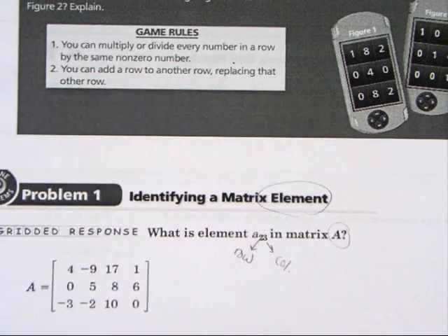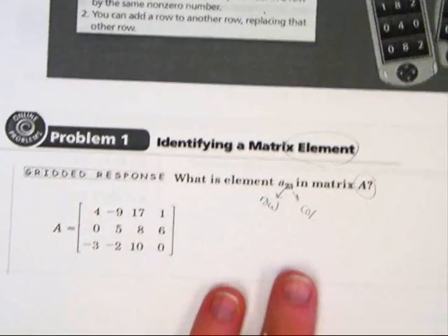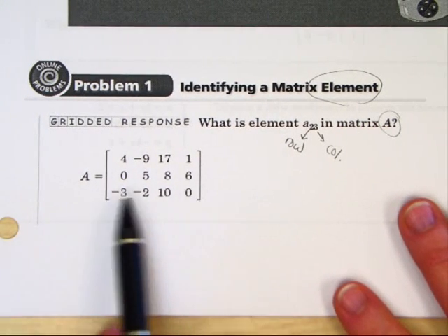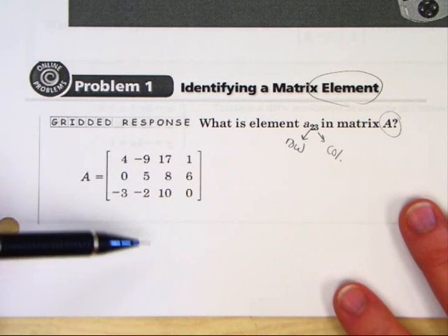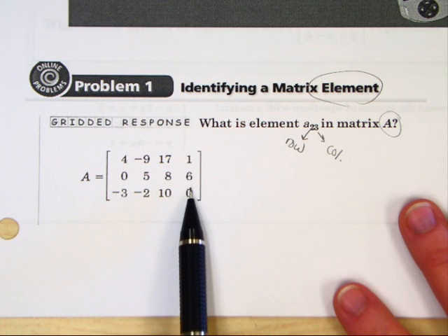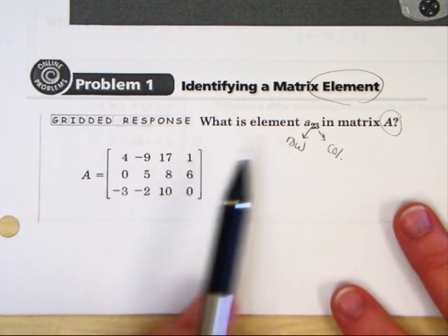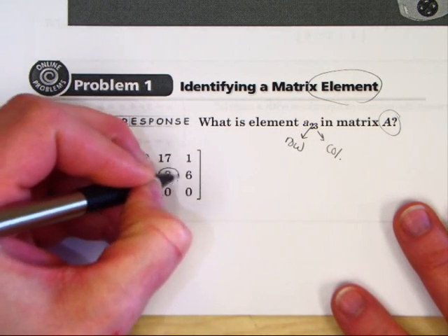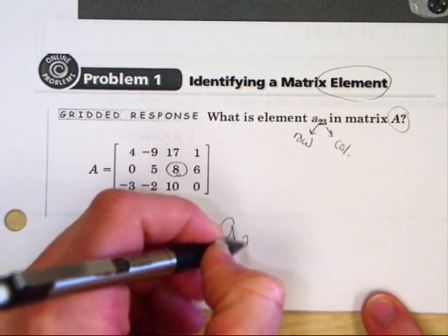Now matrices are always defined by capital letters. So this entire thing is A. What is in row 2, column 3? Remember that rows are horizontal, just like you would row a boat. Columns are like columns on a house. They're up and down. So row 2 is this second row, 0, 5, 8, 6. Column 3 is this column, 17, 8, and 10. So when they ask what is A, 2, 3, the answer is 8. It's the second row down, third column over. And that's all we have to say.